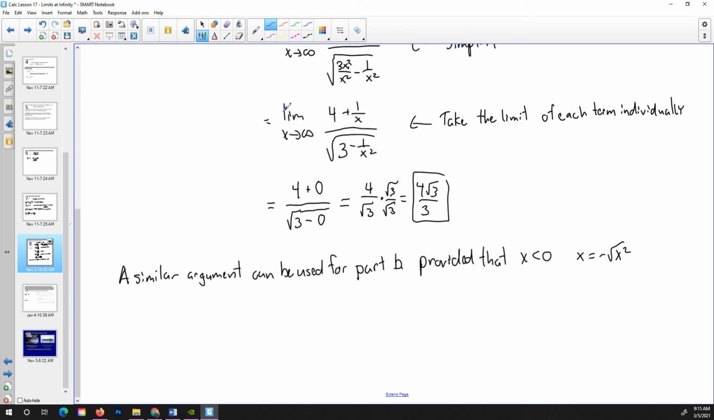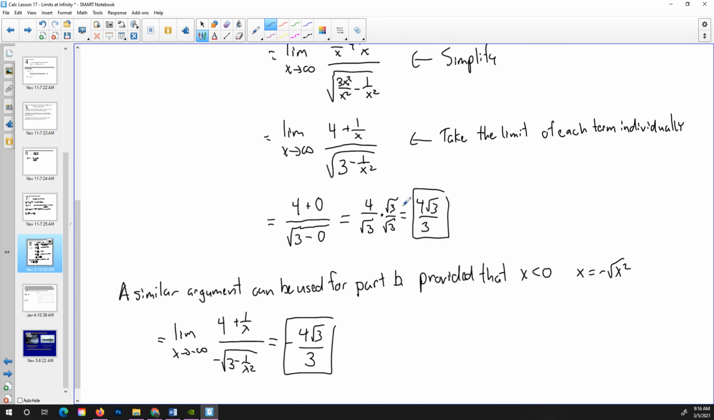except that when we get down to this value right here, we will have the limit as x goes to negative infinity of 4 plus 1 over x, all over negative square root of 3 minus 1 over x squared. Now what that's going to do is give us the same value, except it'll be negative, so we'll have negative 4 square root of 3 all over 3 as our limit for part B. So this is our part A answer, and this is our part B answer.